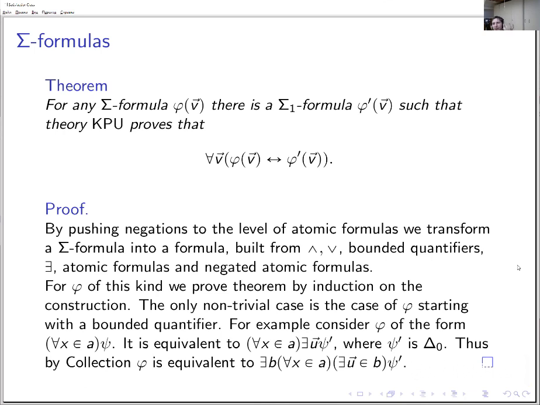What we need to show is that the conjunction of two sigma 1 formulas is sigma 1, the disjunction of two sigma 1 formulas is sigma 1, a bounded existential quantifier over a sigma 1 formula is sigma 1, and a bounded universal quantifier over a sigma 1 formula is equivalent to sigma 1. Actually, all these cases are trivial other than the bounded universal quantifier, because for conjunction, disjunction, and bounded existential quantifiers it's easy to put them inside the formula. There are no issues there. And for bounded universal quantifiers, we simply use collection.